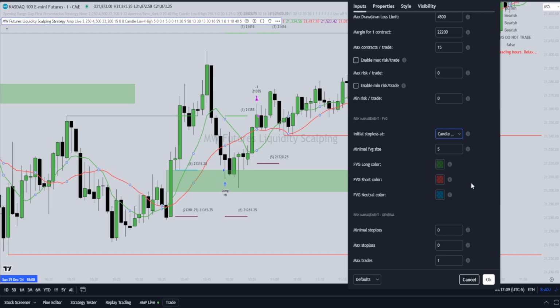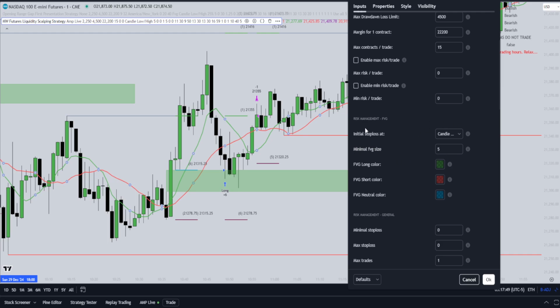As for the third option, candle low high, it means that the stop loss will always be placed on the highest high or lowest low of the first initial candle. If, however, the fair value gap candle is larger than the first candle, it will use the high or low of the fair value gap candle. So basically, what the setting does, it will always place the stop loss on the highest high or the lowest low of the three candles. Very straightforward.